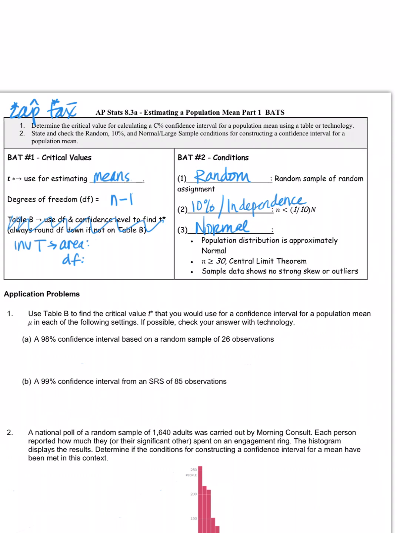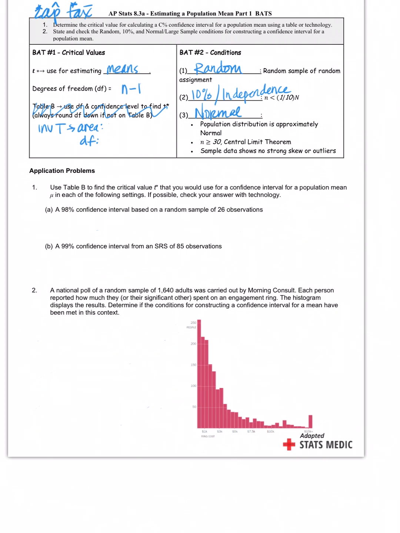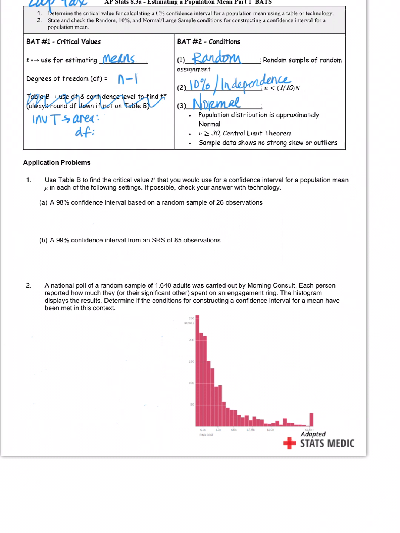Okay, so let's look at this application. Let's see what you can do. All it's asking you to do on A and B here is find the T star for a 98% confidence interval with a sample of 26. B is a 99% with a sample of 85. And then C is checking the conditions for this question. So I'm going to give you a few minutes to do that, and then we'll check your work, okay? See how we do with it.